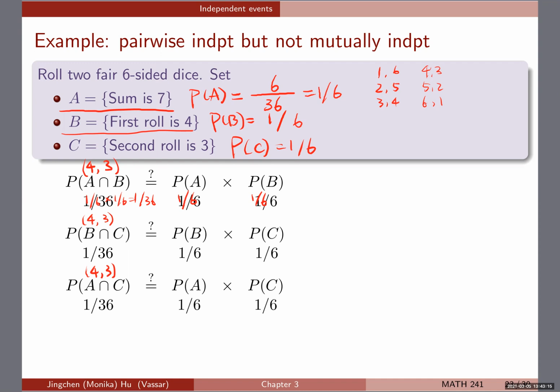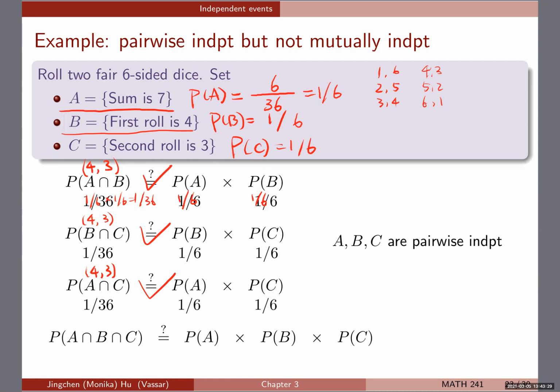Okay, so we have shown this and this and this. That's only showing that they're pairwise independent. How about whether they're mutually independent? That is the case where we have to show the joint of A and B and C is the product of the 3. Interestingly, here we know that the right-hand side is 1 over 6 for each.